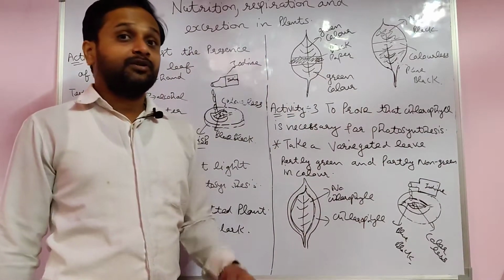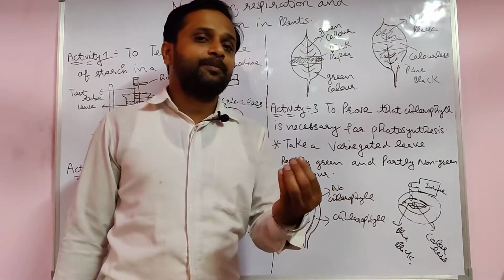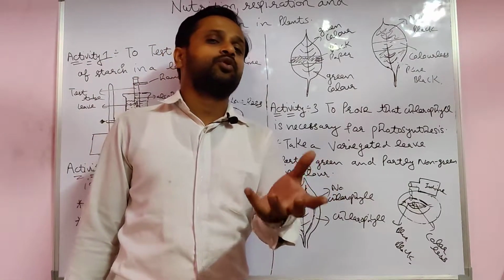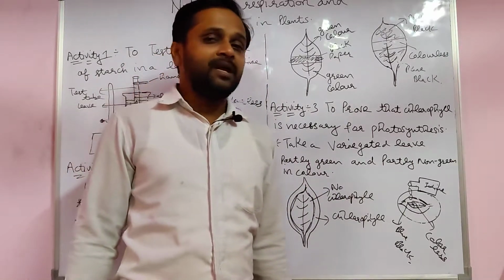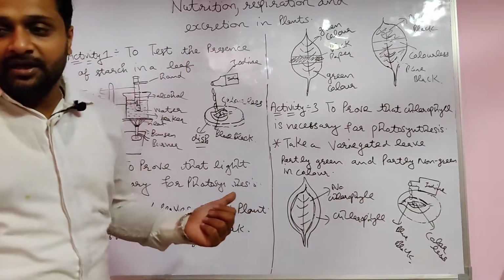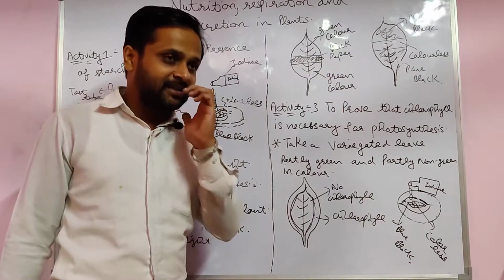But some special plants are there. Coleus has purple leaves, but it also does photosynthesis. Keep in mind, students, in the next lecture we will discuss respiration, how plants do respiration. Thank you.